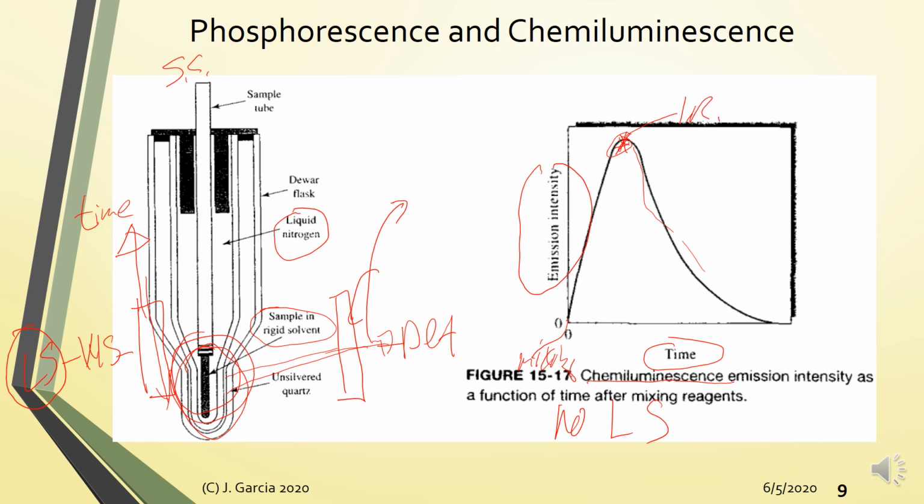Nonetheless, whether phosphorimetry or chemiluminescence, the intensity of the emission is still directly proportional to the analyte concentration, and hence you can express the relationship using a linear curve.